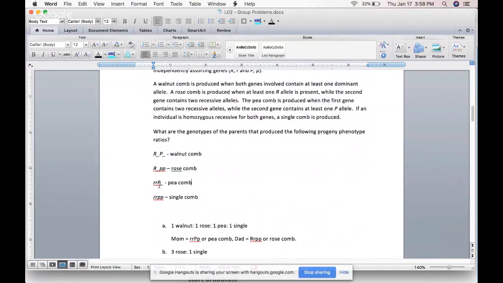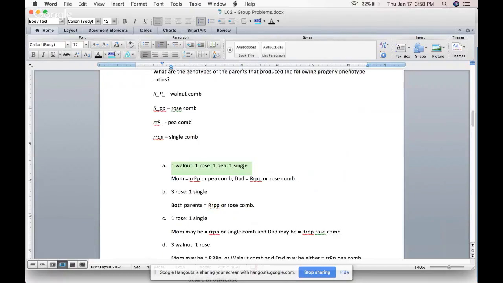Now it says, what are the genotypes of parents that produce the following progeny phenotype ratios? So these are the ratios of the kids. What are the parents? On this one, I will have this posted if you want to look in the group discussion on my post for this. I haven't put it on there yet, but I'm going to post an image of what I've done. Pretty much, I did a little four square with this one. In the top left, I've got big R, little r, big P, little p, and I filled out the boxes according to these things.